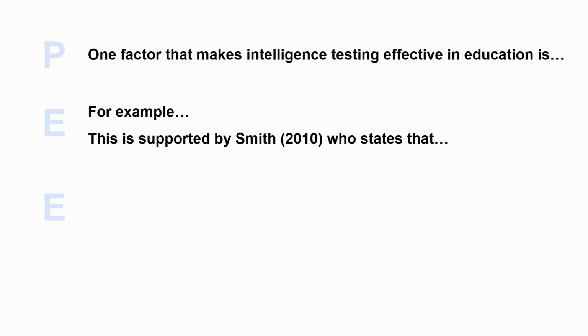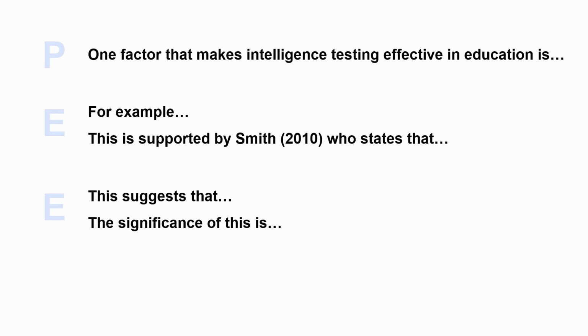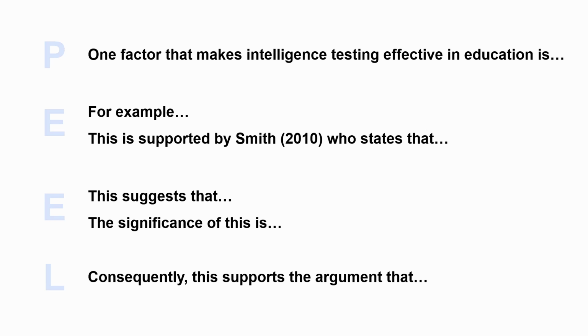Then we have another E for explanation. So you could start this section with "this suggests that," or "the significance of this is," and then the final point is link. Make sure you link to your next section. Consequently, this supports the argument that, and all of these sentences don't necessarily have to be written out in your presentation, but you want to be able to make sure that you're using these strong arguments in what you are saying and delivering.